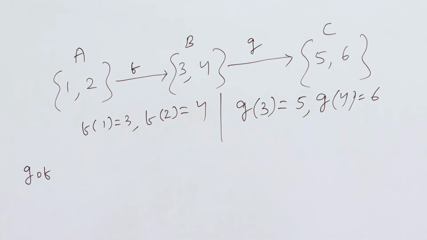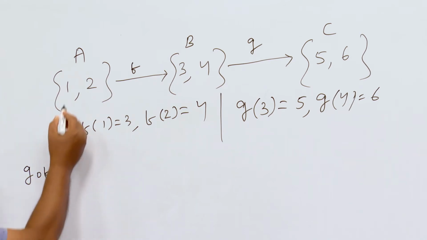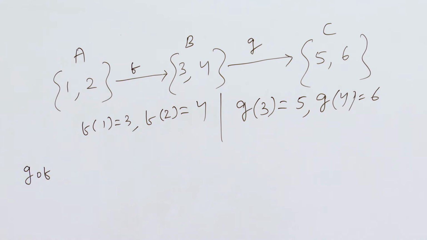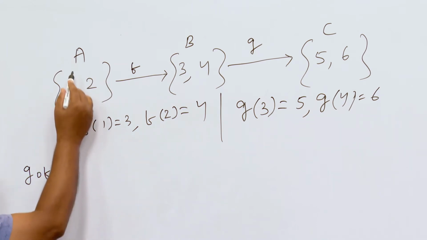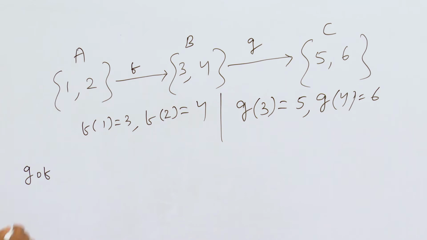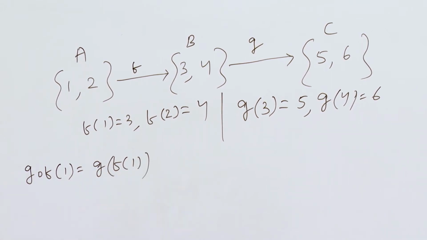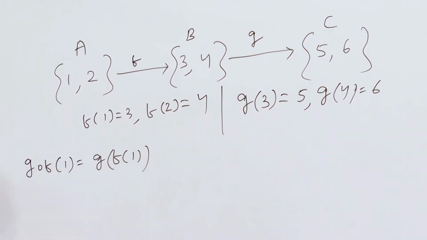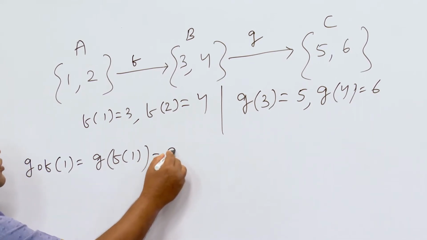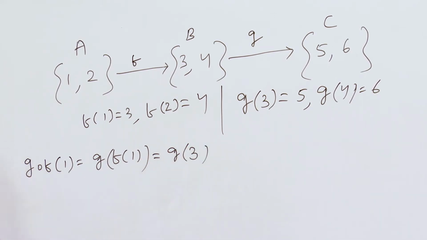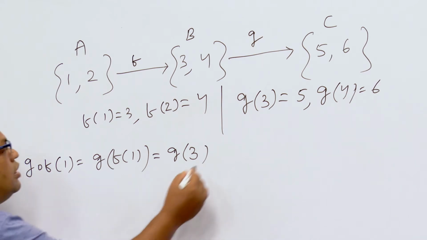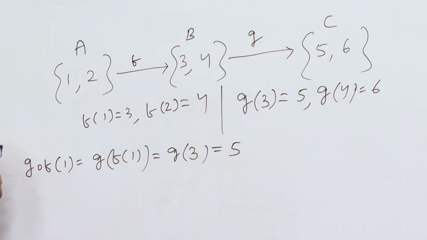So, how do we calculate g composition f? The domain of g composition f is equal to the domain of f. What is the domain of f? The domain of f is set A, whose elements are 1 and 2. So, (g∘f)(1) is equal to g of f(1). What is f(1)? f(1) is 3. So, g of 3. What is g of 3? g of 3 is 5. So, (g∘f)(1) becomes 5.